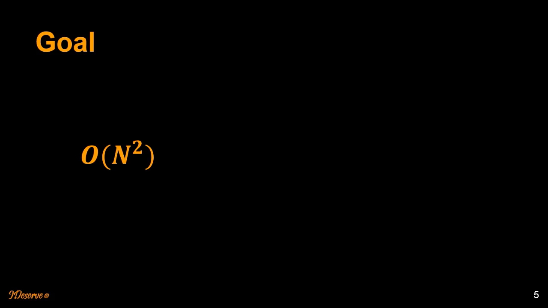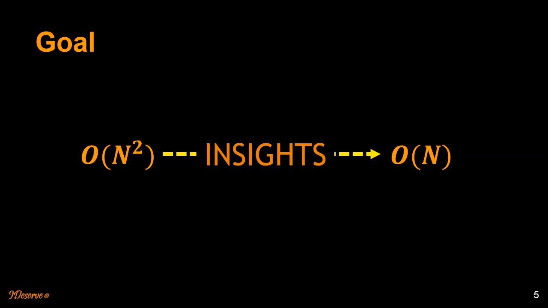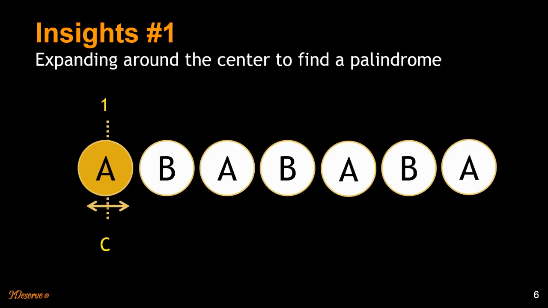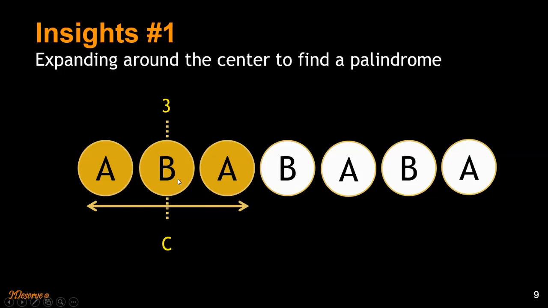Our goal is to go from order of n squared to order of n using a few clever insights that Manacher's algorithm uses. The first insight is obviously expanding around the centers. So if we consider A as the center and expand around it, we'll find a palindrome of only length 1, one character. If we go ahead and put a center in between A and B, we won't find a palindrome because A and B do not match. If we go ahead and consider B as the center, we'll find a palindrome of length 3.